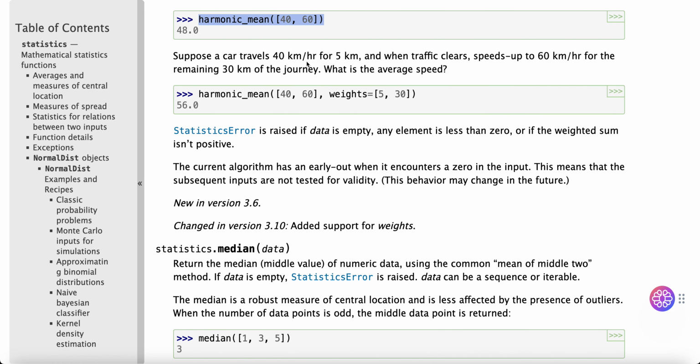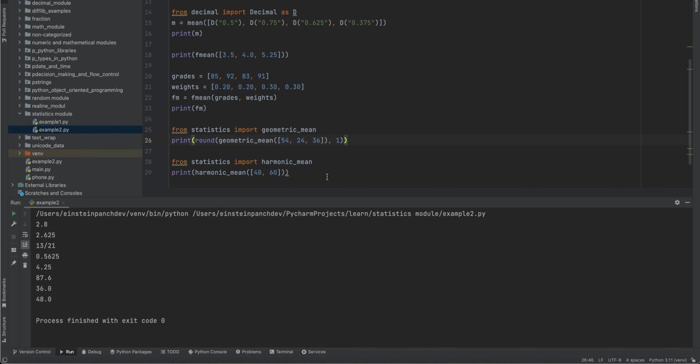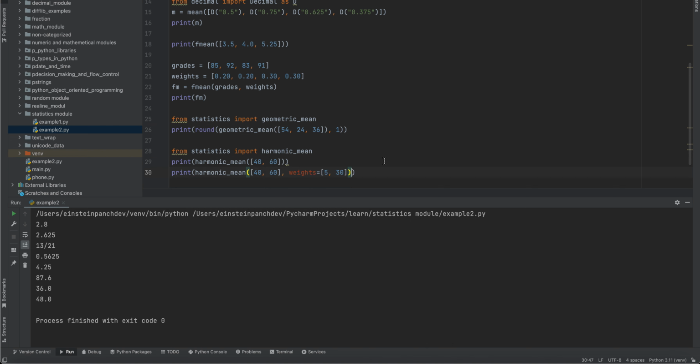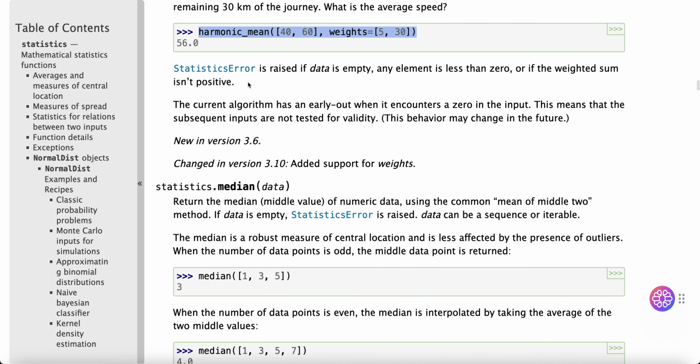Suppose a car travels 40 km per hour for 5 km, and when traffic clears speeds up to 60 km per hour for the remaining 30 km of the journey. What is the average speed? harmonic_mean 40, 60, weights equal to 5, 30. Print. 56.40. StatisticsError is raised if data is empty, any element is less than 0, or if the weighted sum is not positive.